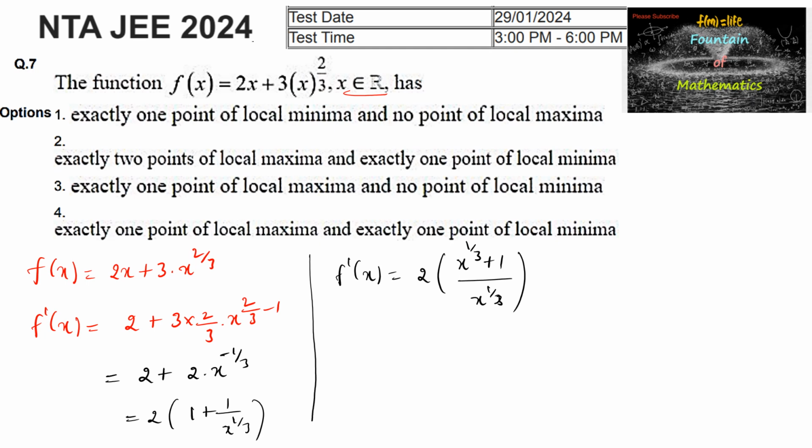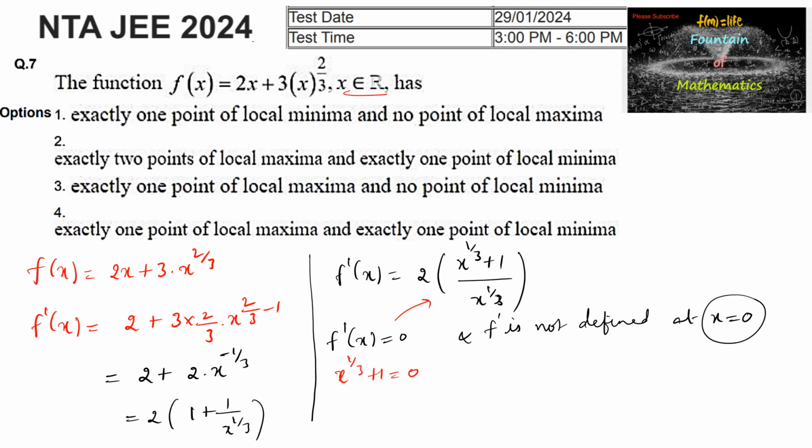So we can identify the minima or maxima where the derivative f dash of x is equal to 0, and the critical point also can be considered where f dash is not defined. So here f dash is not defined at x is equal to 0, so we can consider one critical point is 0. And for f dash of x equal to 0, we can say x power 1 by 3 plus 1 is equal to 0, that is x to the power of 1 by 3 is equal to minus 1, so x can be taken as negative 1.